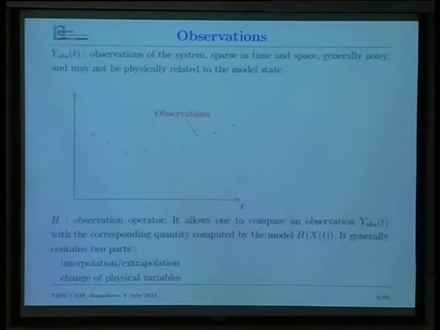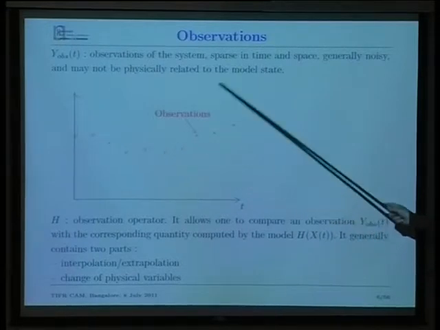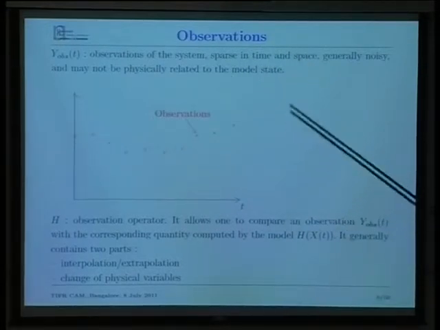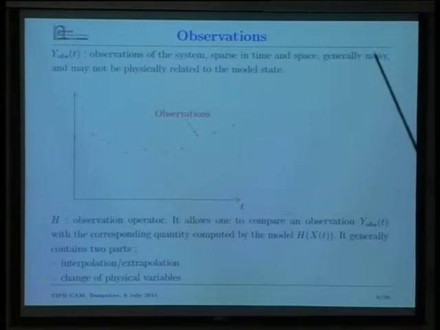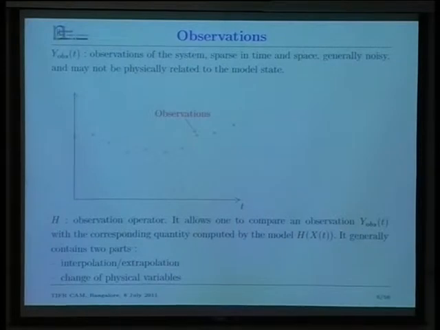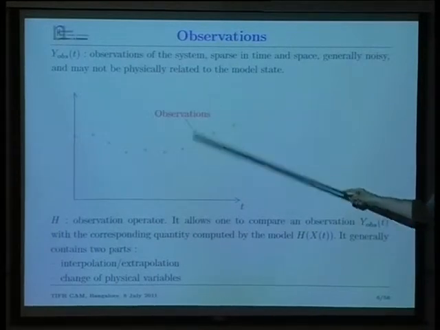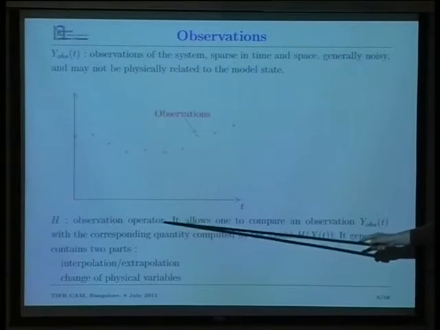Then you have some observations. Here we assume that they are sparse in time and space. Sometimes we will assume that they are a continuous solution. We may assume that they are noisy, and we may assume that they are not physically related to the model state. So in this case, we need an observation operator, which I call H, and it allows us to compare the observation with the model solution.